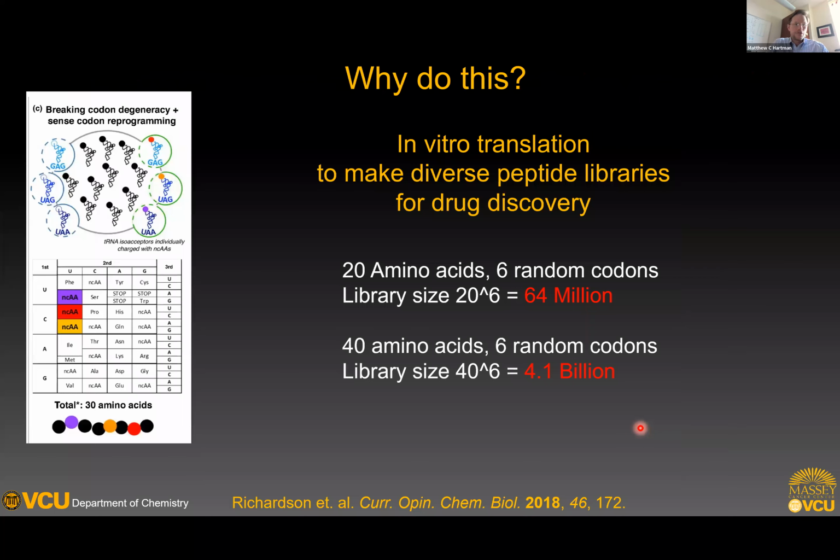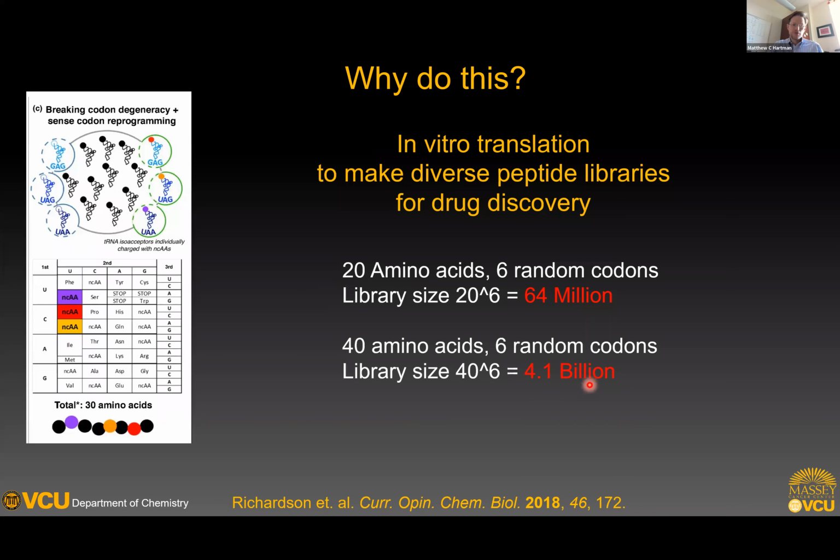Why do we want to do this? Well, this is why my lab wants to do this. We actually harness the genetic code system to make diverse peptide libraries for drug discovery. And the diversity is dependent upon how many amino acids we can put at each position. So if we had a library that has 6 random codons in it, random amino acids, that could allow us about 64 million different peptides. If we could turn this into 40, that could allow us to get to billions.